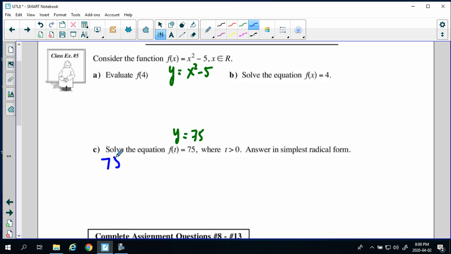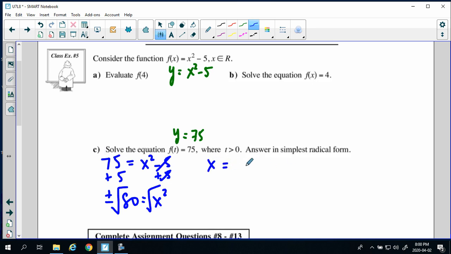So we'll set this up where 75 is equal to x squared minus 5. So we're going to plus 5 to both sides. 80 is equal to x squared. And we're going to square root. When you square root, you are going to get two values that work. If you're confused about this, take a step back to lesson number 3, where they explain why you square root things and you get two values. So there's two values of x that work. x is root of 80, and x is also negative root of 80.